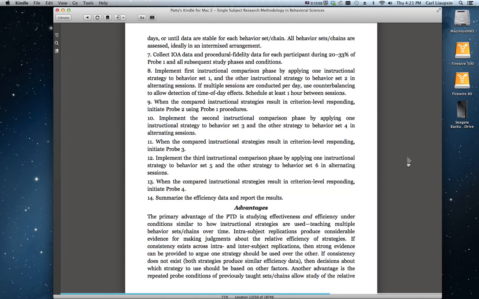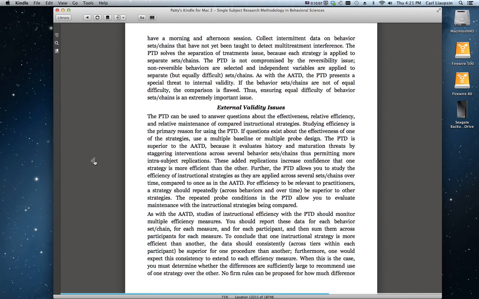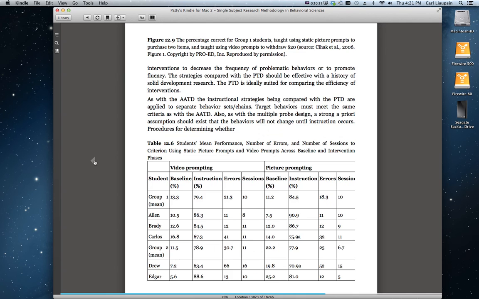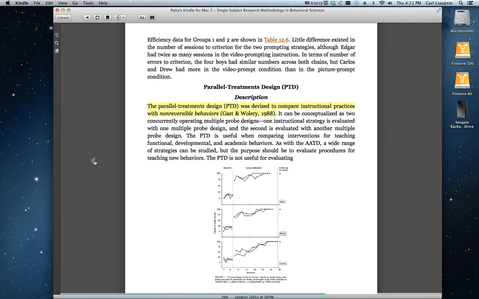I'll leave you to look at the rest of that chapter. The alternating treatments designs, the parallel treatments designs, are not really used very often. It's not often that people try to compare interventions using single subject research methodology across non-reversible behaviors.